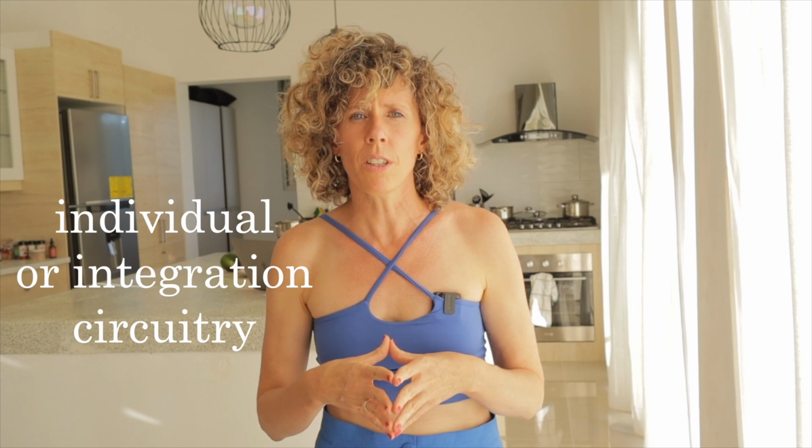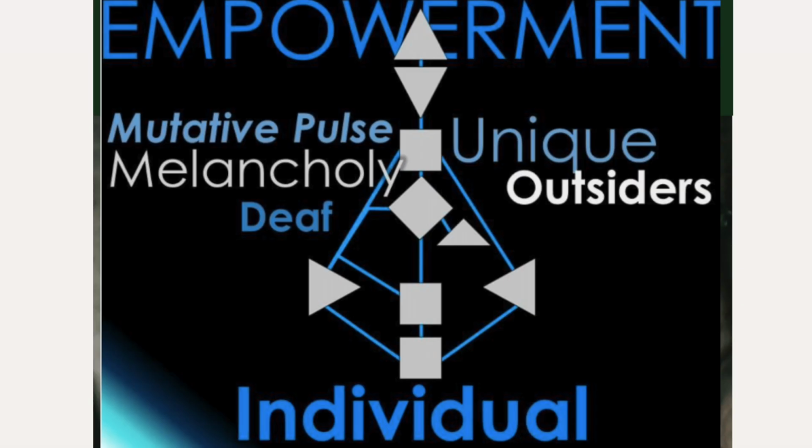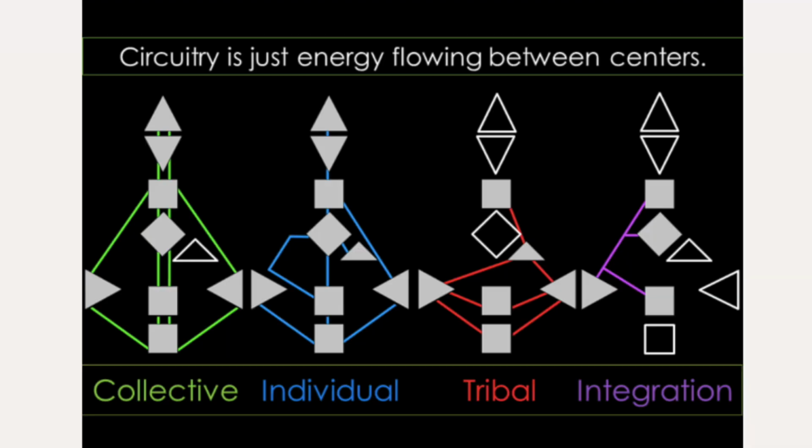Anyone with individual or integration circuitry is going to carry a lot of mutation in their chart. And I will briefly show you the places in the chart where you can find that, if you want to screenshot this image and cross-reference it with your chart and see if you have any of these channels. So this would be individual circuitry, and that includes integration. Mutation is one of the hallmarks of individual circuitry, that individuals are here to transform, to go through changes. And that process of change is inherently creative, and it also involves melancholy. And so those are all keynotes of individual circuitry.